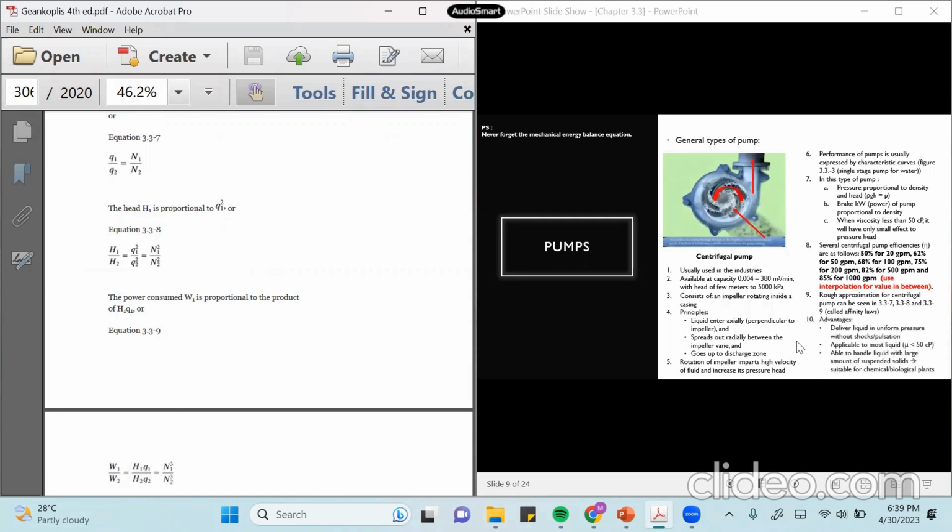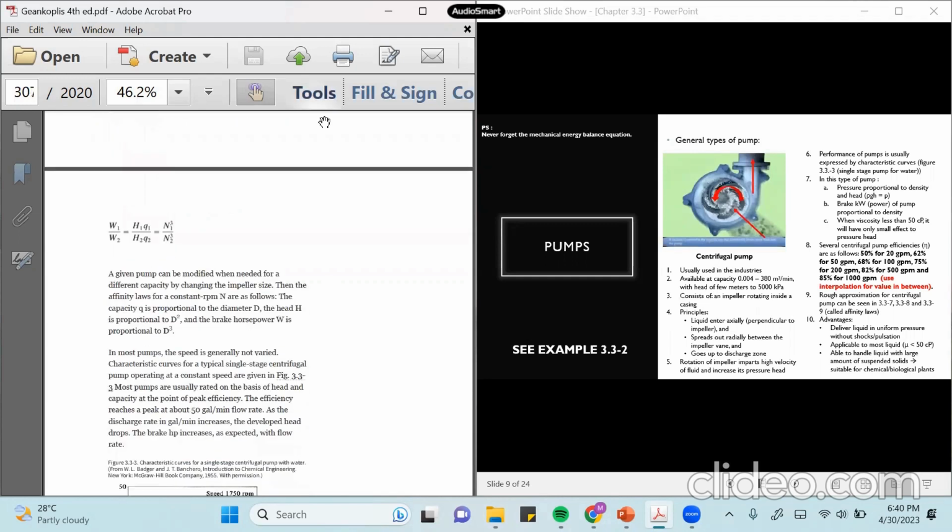The advantage of the centrifugal pump is that it can deliver liquid at uniform pressure without any shocks or pulsation. It is applicable to most liquids with a viscosity lower than 50 centipoise. It is also able to handle liquids with a large amount of suspended solids, which is suitable for chemical and biological plants. Here, plants means a factory. For a factory working a lot with chemical and biological processes, this pump is usually their choice.